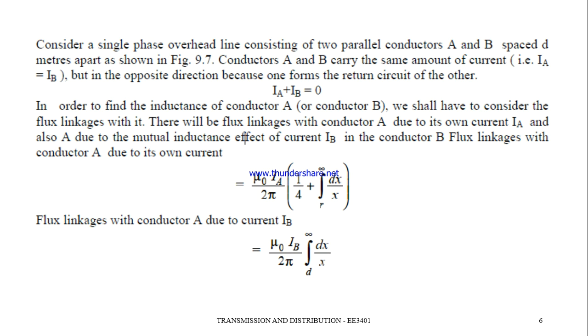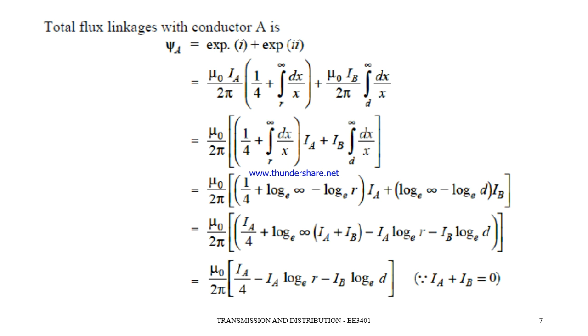And next, due to current B, the current IA is replaced by IB, and this is due to mutual inductance. This case will be from D to infinity. D is nothing but the distance between conductors A and B. Since we have two different fluxes, both these fluxes are added.